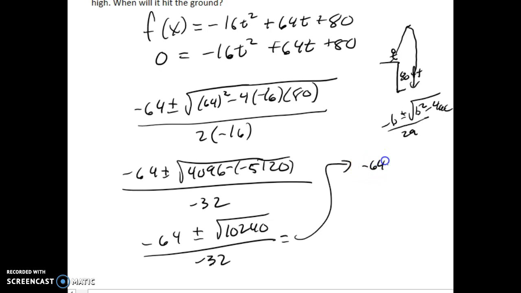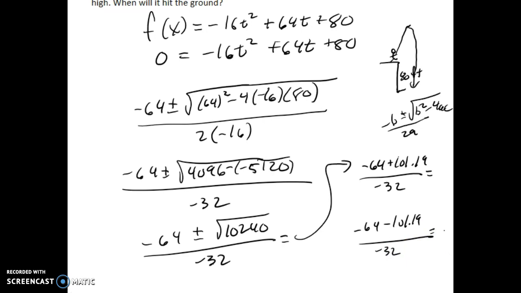So we have negative 64 plus 101.19 over negative 32. That's going to give us an answer, and then we also have negative 64 minus 101.19 over negative 32. That gives us the second answer. So we're going to do both answers. We're going to minus 64 from 101 there, and then divide it by negative 32. So it says it'll hit the ground in negative 1.16 seconds. Okay, that doesn't make any sense.